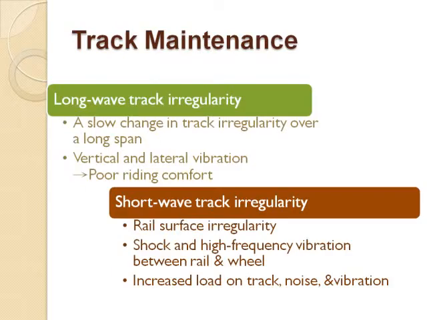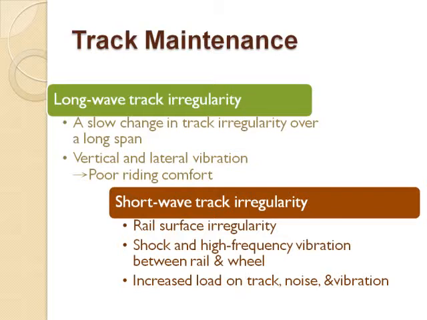There are two kinds of track irregularity: long wave track irregularity and short wave track irregularity. Long wave track irregularity is a slow change in track irregularity over a long span. It mainly makes the passenger uncomfortable.